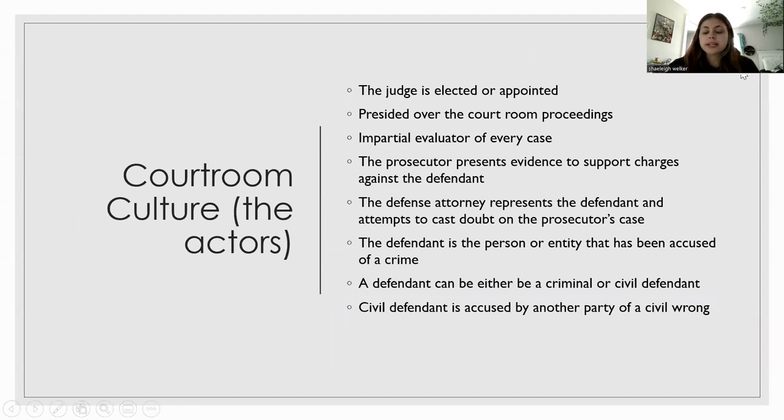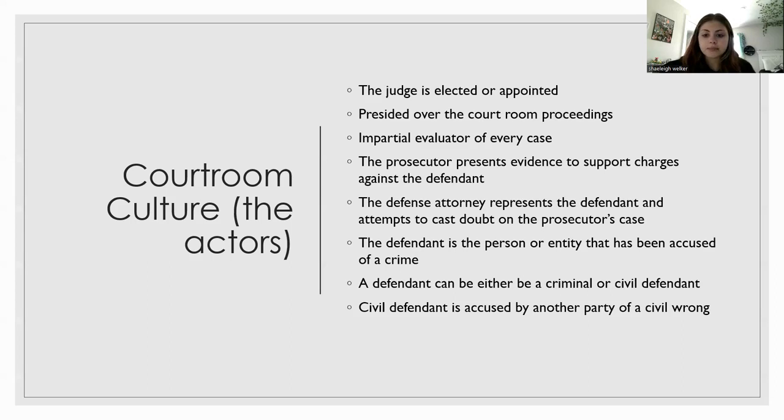Courtroom culture is the custom, norms, and practices within the legal system, such as standing for the judge and referring to them as your honor, and the actors are held to a high standard of professionalism. Judges are often elected or appointed, and they preside over the courtroom proceedings. They are an impartial evaluator of every case. The prosecutor presents evidence to support charges against the defendant, and then the defense attorney represents the defendant and attempts to cast doubt on the prosecutor's case.